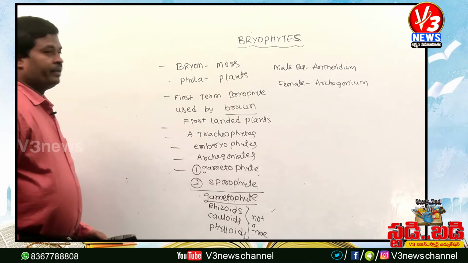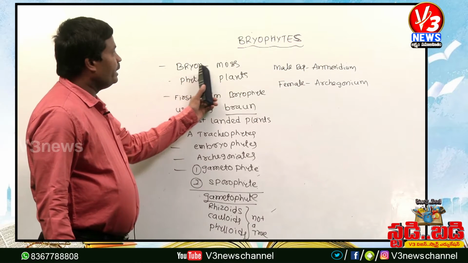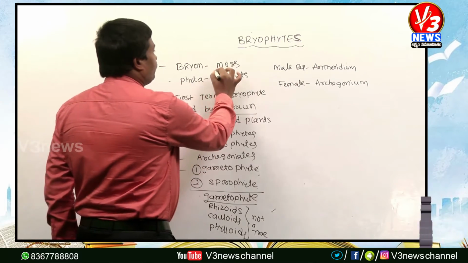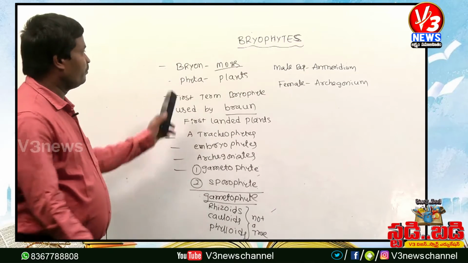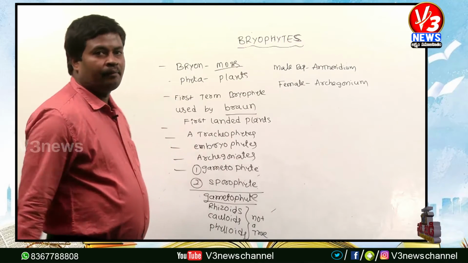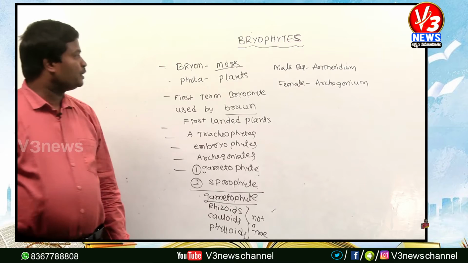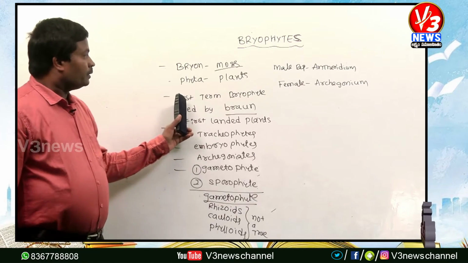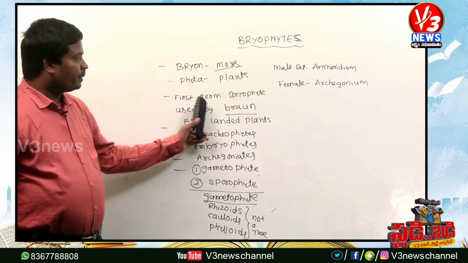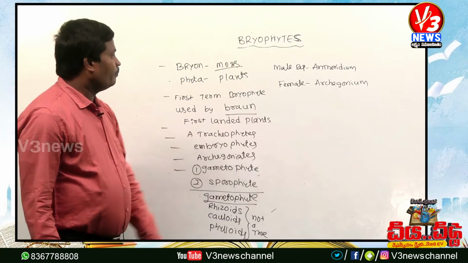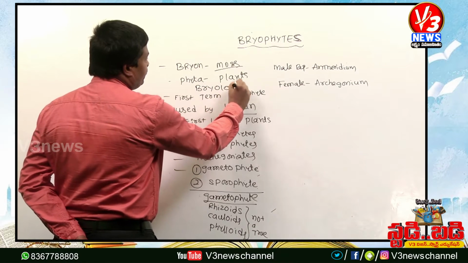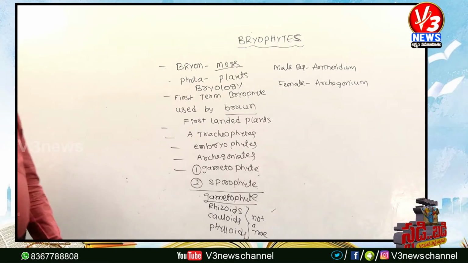Bryophytes. Bryon means moss. Phyta means plants. What is meant by bryon? Bryon means moss, phyta means plants. So finally, bryophytes are the moss plants. The term bryophyta was first used by Braun. The study of bryophytes is called bryology.